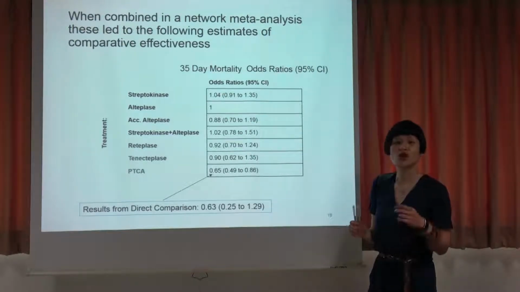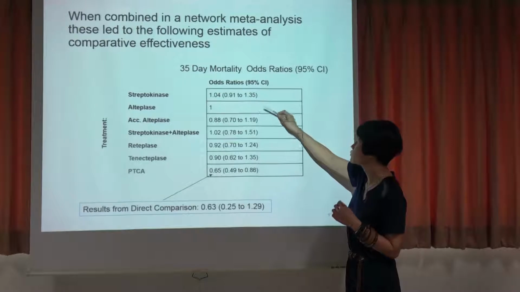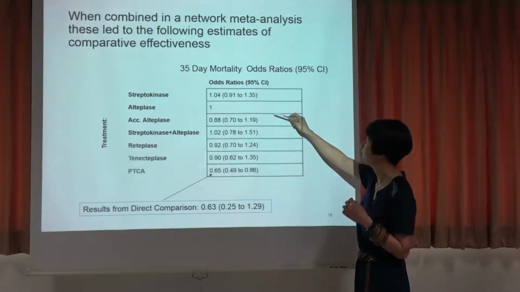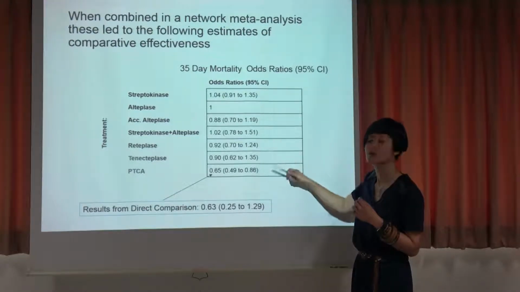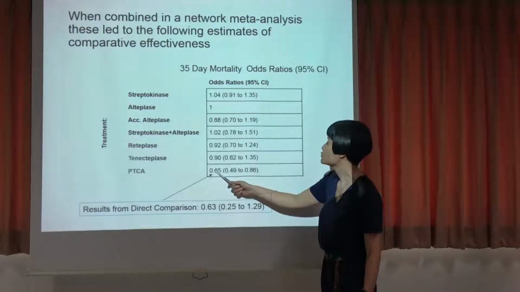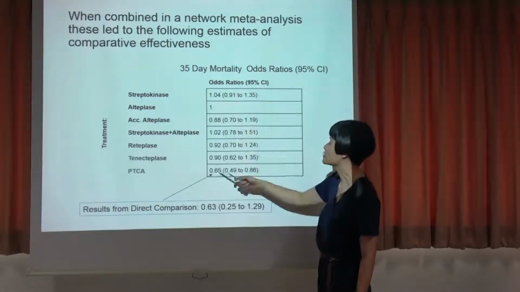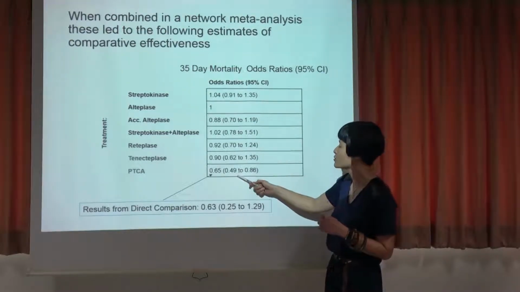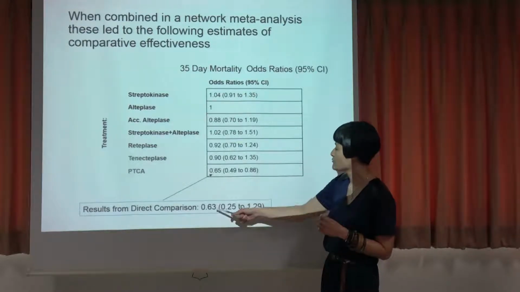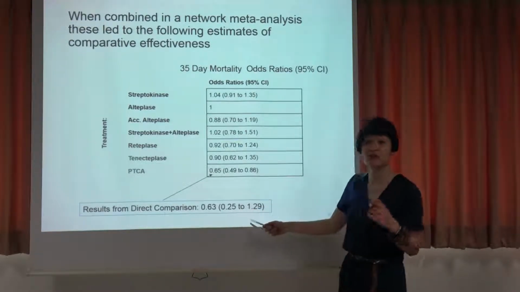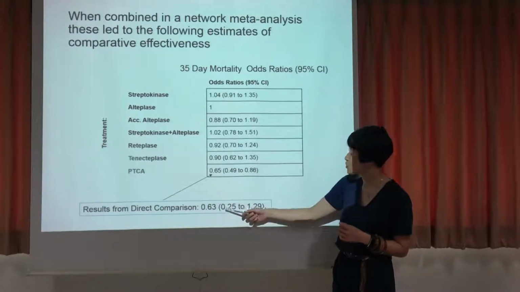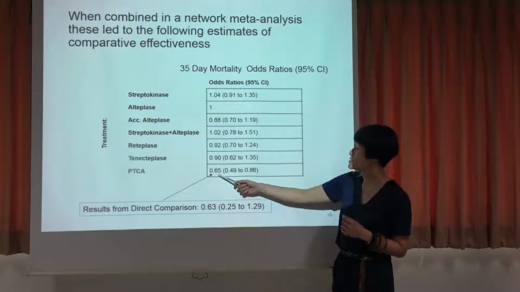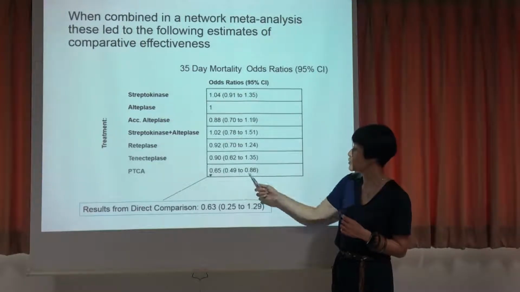So it gives you an indirect comparison with the alteplase. So you can then make comparisons across the way. So here, if you remember PTCA compared with alteplase, there were quite a number of studies. So we have direct comparison as well. So there were head-to-head studies. So the direct comparison with the head-to-head study gives us an odds ratio of 0.63. But the network meta-analysis gave us an odds ratio of 0.65.